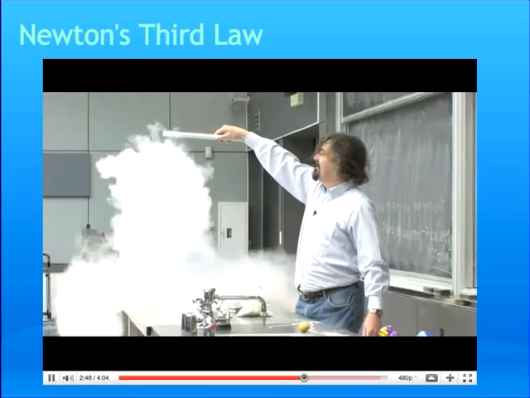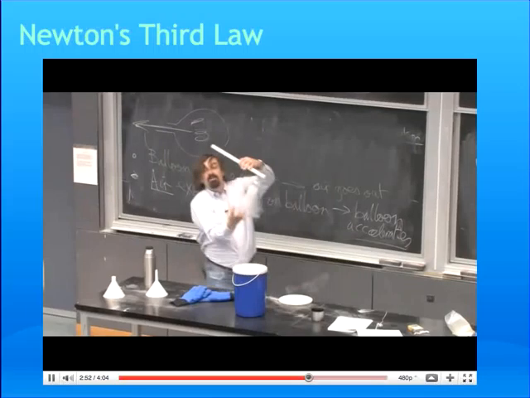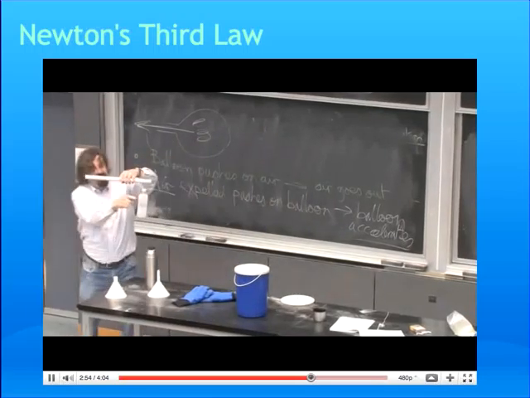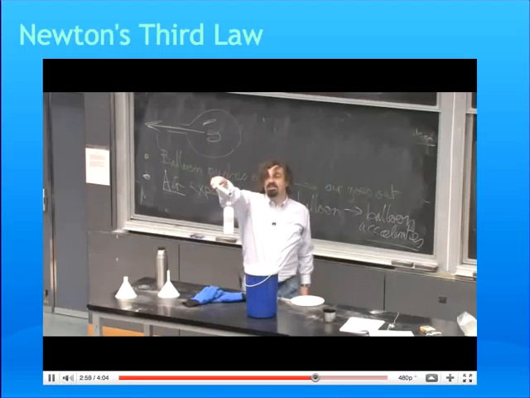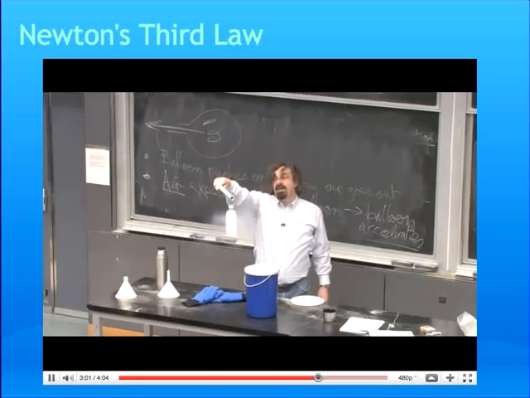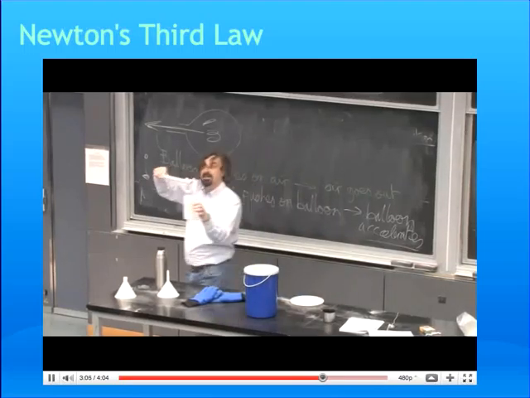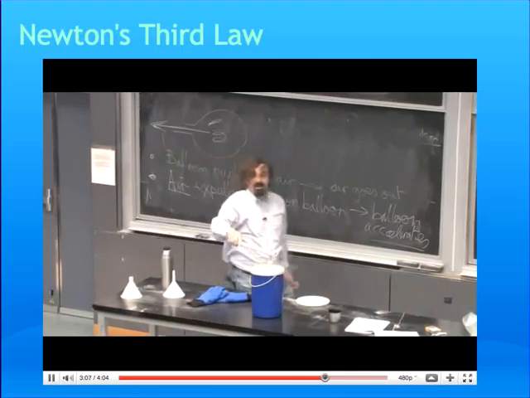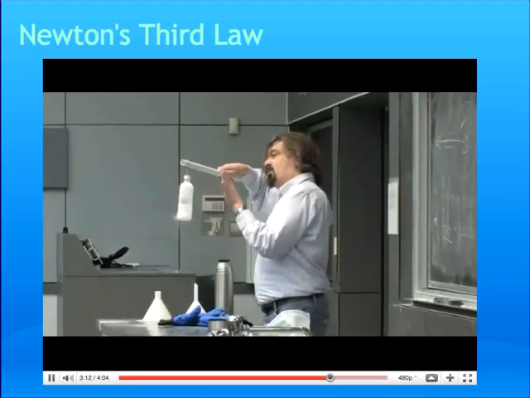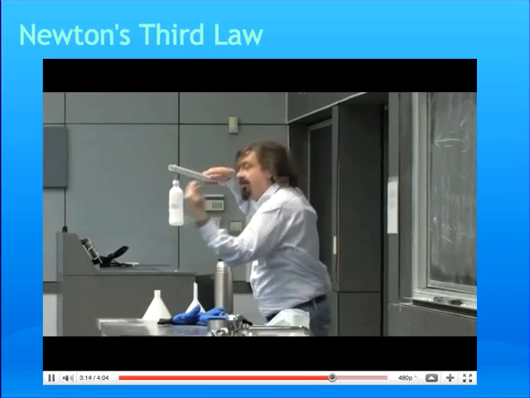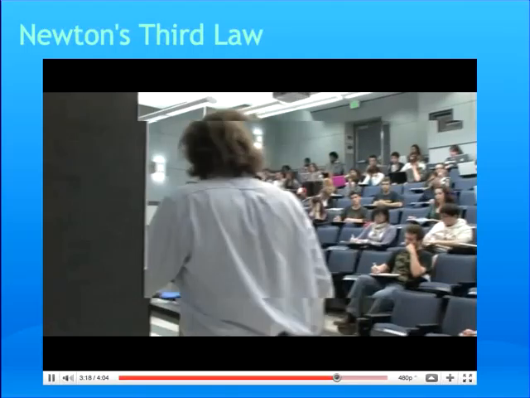Oh, neat. So what's happening? There's high pressure in here. The pressure inside forces the gas out, and the Newton's third law reaction force pushes the cylinder in the opposite direction, causing it to spin. There's a force of this plastic bottle on the gas going out, and there's a Newton's third law force of the gas on the bottle spinning it in the other direction. And I have a jet engine here.